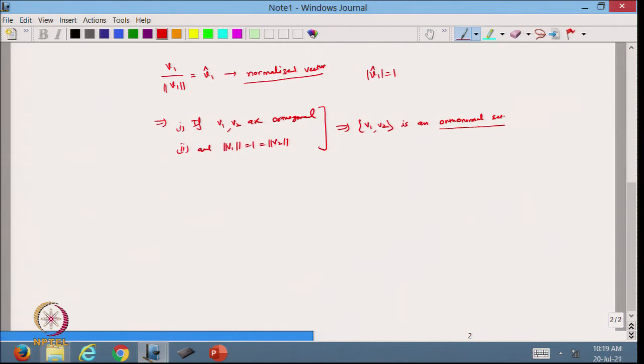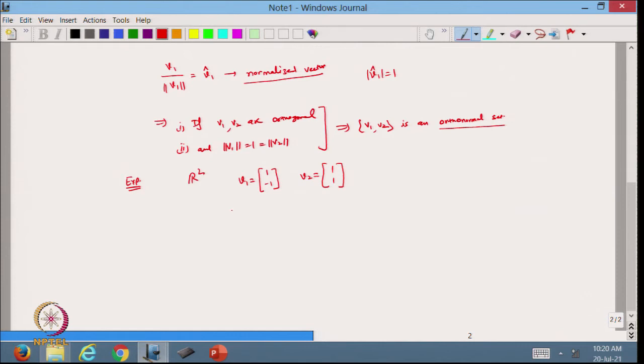Now, the question comes of how we can talk about the basis. For example, suppose we talk about R2, and I take V1 as the vector (1, -1) and V2 as the vector (1, 1).